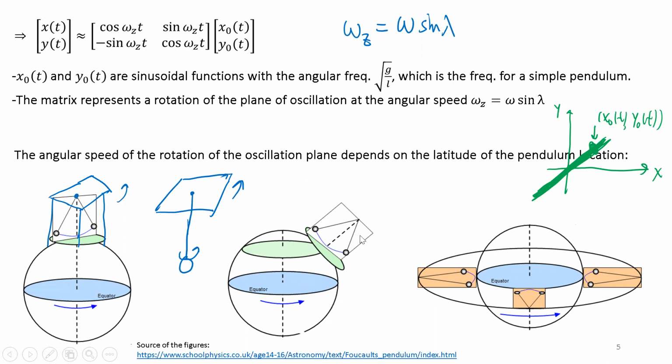Therefore, if you are somewhere here, it will take more than 24 hours. Maybe it will take more than 30 hours, maybe 1 day and a half, to see a complete rotation. And also, if you do the experiment at the equator, that's interesting: you won't see any rotation of the oscillation plane at all. In that case, the sine lambda would be 0.